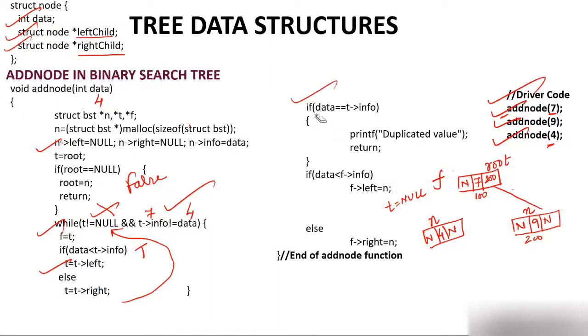I check this. If data is what? 4 is equal to T's info. T is already null. What is there in T's info? Nothing. Condition becomes false. Fine.